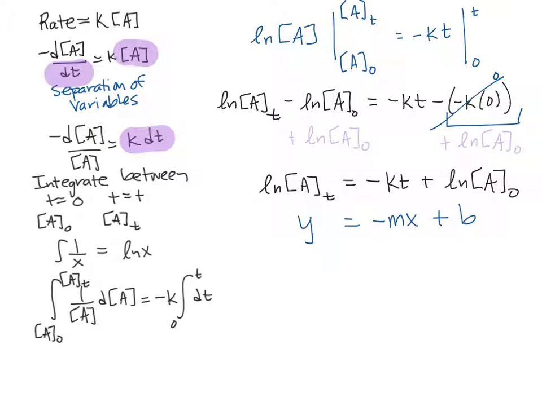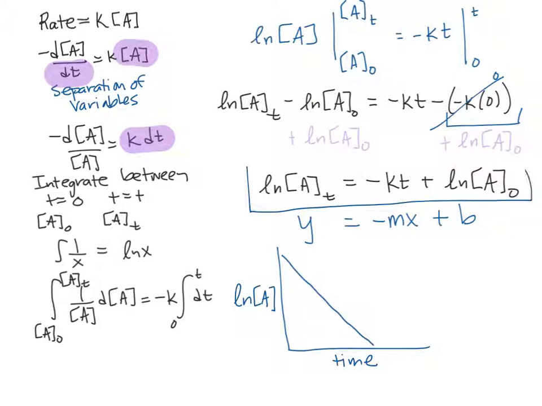You can expect, if you have a first order reaction for the natural log of your concentrations, to have a plot that looks like this, with our y-axis being the natural log of the concentration and our x-axis being time or reaction progress. And that's how we derive the first order integrated rate law equation and what it looks like when it's plotted.